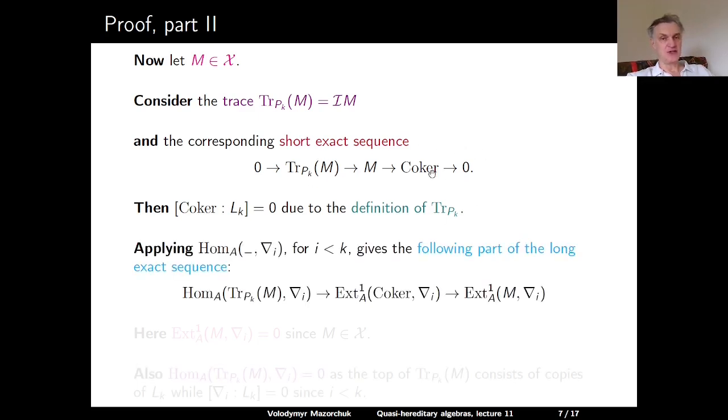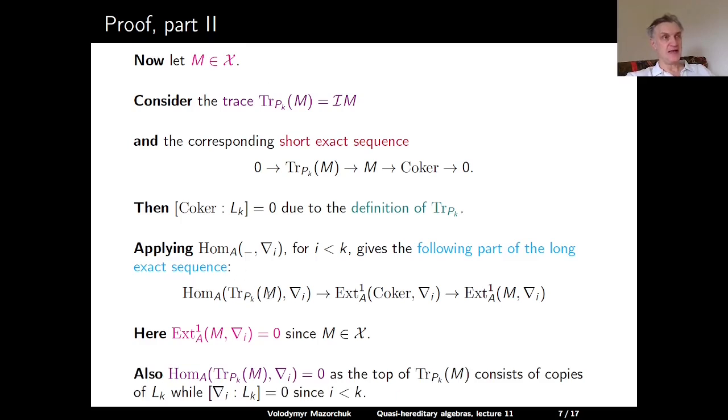Now let us apply to this short exact sequence the functor Hom over A into nabla i, where i is smaller than k. Then we have a long exact sequence in homology, and in that long exact sequence we have the following part. So we have Hom from our trace to nabla i goes to the first Ext from cokernel to nabla i, and then the map goes to the first Ext from M to nabla i. The first Ext from M to nabla i vanishes because M is in X. That's our assumption.